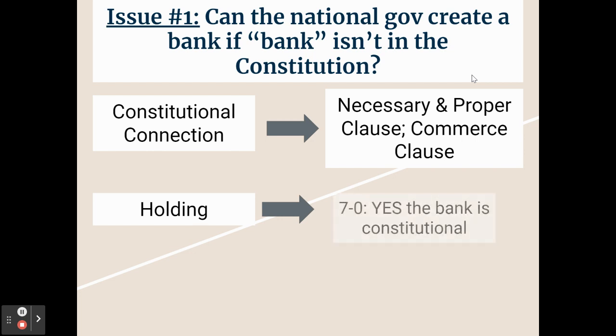The holding, and this is a key word for decision, is 7-0. It's a unanimous decision in favor of the national government and against the state of Maryland. The Supreme Court agrees with the national government and says that, yes, a bank is constitutional because it's close enough to one of their stated powers, which is commerce.